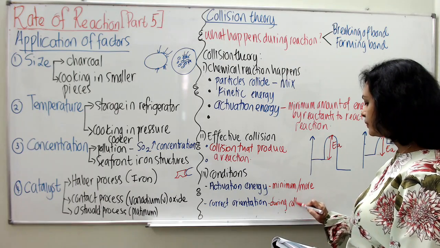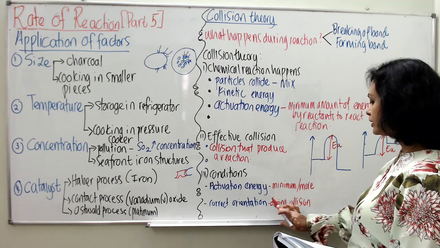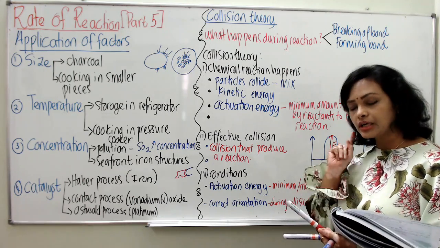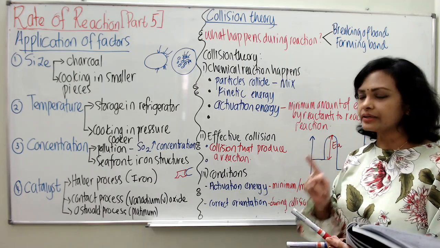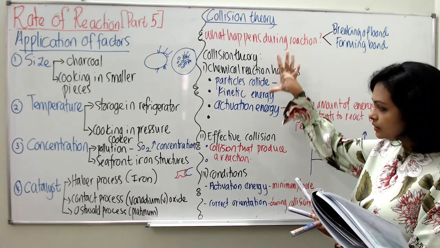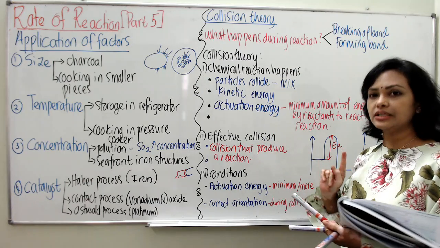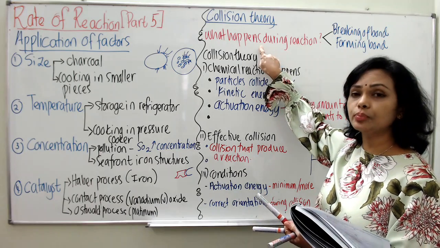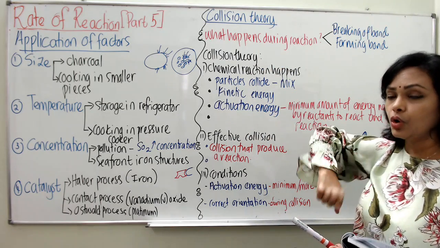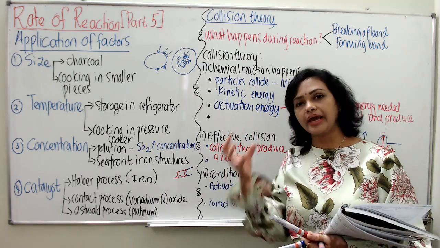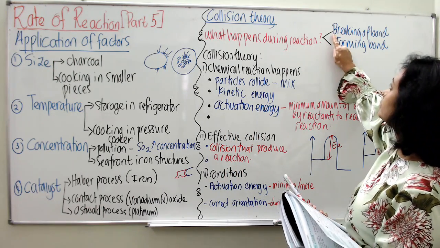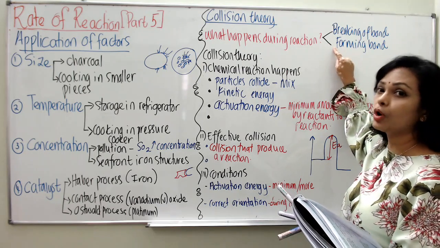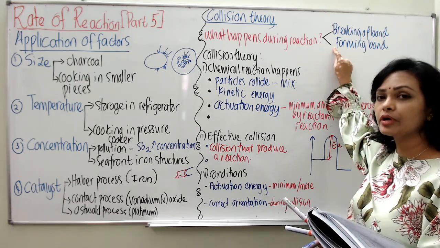During collision, they must collide with correct orientation. So that guarantees it. Again, let me connect all this collision theory. First, the first thing you must know: when the particles collide, that means when you mix A and B, what happens? Two things happen: the particles will break the old bond and the particles might form a new bond.